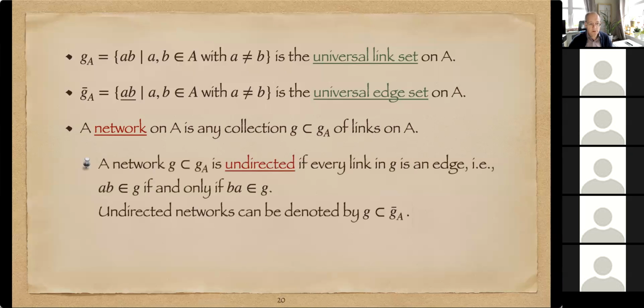Now, we call a network undirected if every link is an edge. That means if the link AB is in the network, then the link BA also has to be in the network. And so you can translate that to the property that every link is an edge. Is that clear? Any questions? An alternative way would be to say that G is a collection of edges. In other words, G is a subset of G bar A.